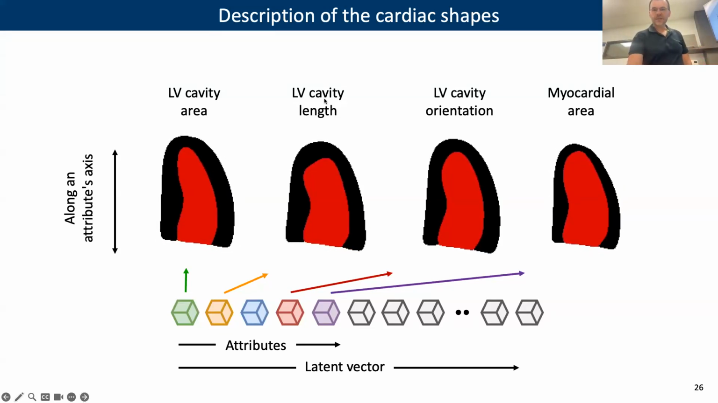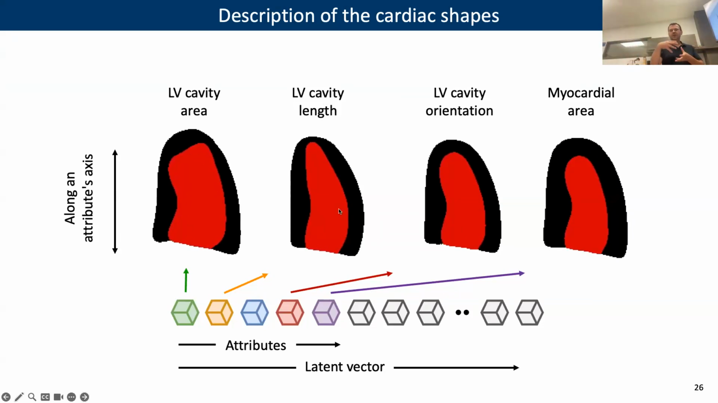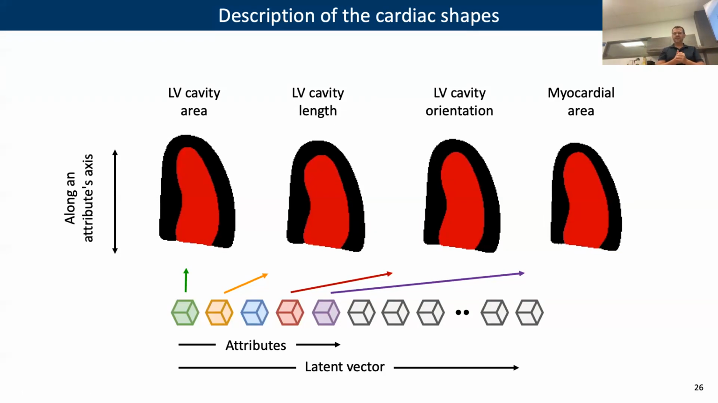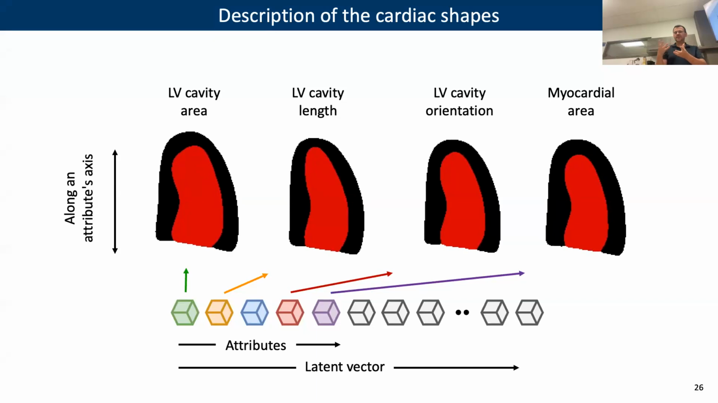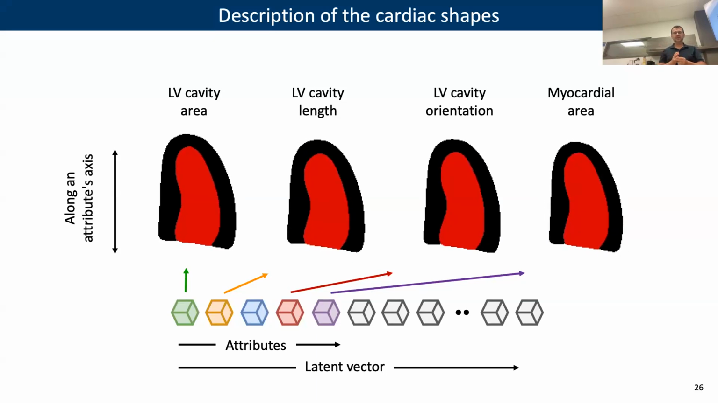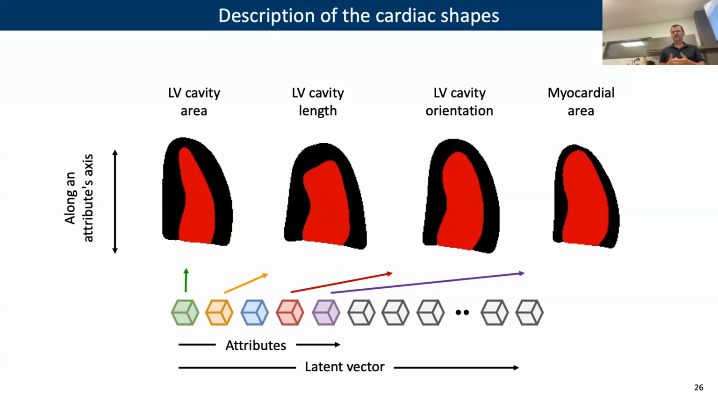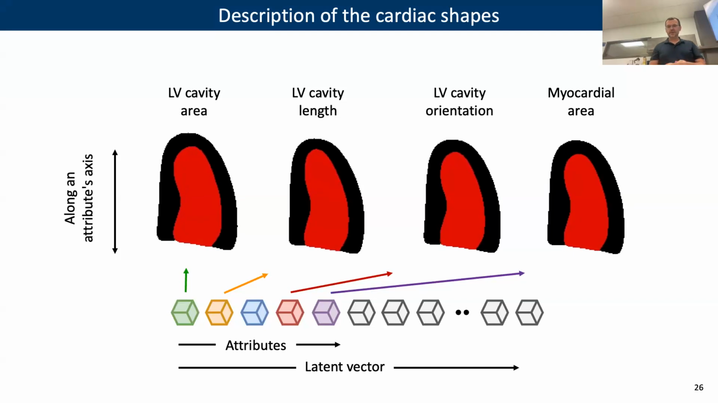The same with the left cavity length, so the length of this contour. So you see how it influences. And what is interesting is that the shape that you retrieve is really something that you could have if you perform segmentation in echocardiography. Okay, so we have that.